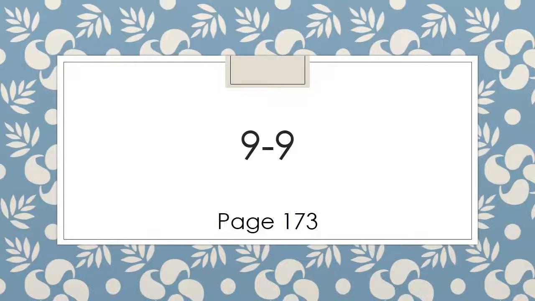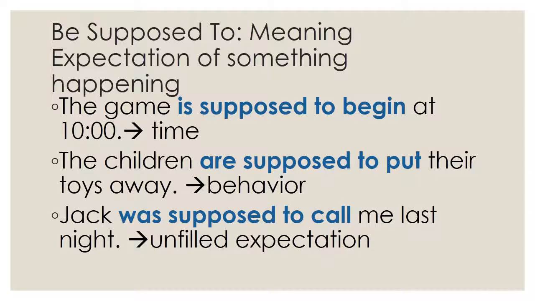All right, so now we're moving on to 9.9. This is going to correspond to page 173, and just kind of look at the chart as I go. So be supposed to means that there's an expectation of something that is happening. The game is supposed to begin at 10 o'clock. So you expect the game to begin at 10 o'clock. It may not begin at 10, they may be running late, but it is your expectation that the game will be at 10. The children are supposed to put their toys away. This is an expectation of behavior. You expect your children to put the toys away.